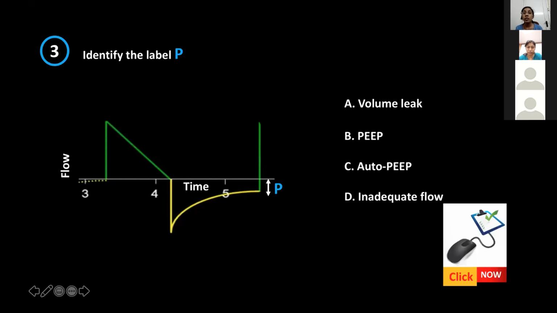This is a flow versus time scalar. The answer is auto PEEP. P here refers to auto PEEP. And auto PEEP is due to some air trapping, due to some obstruction. In this, the expiratory phase will not touch the baseline.